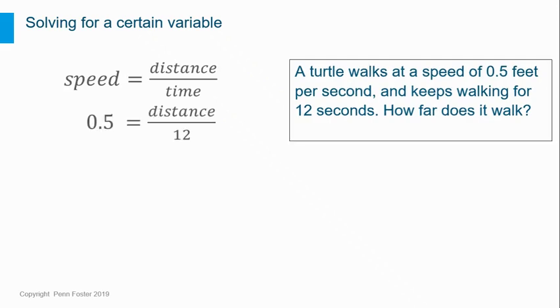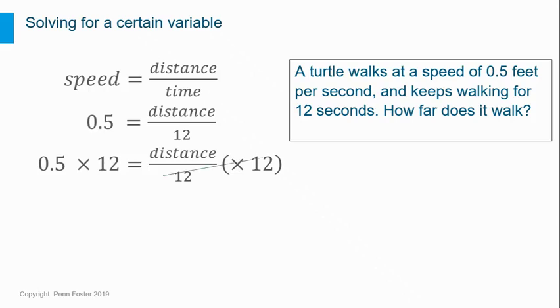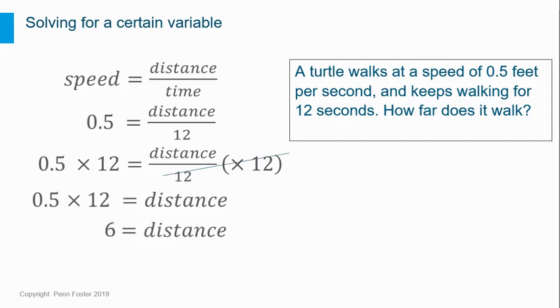When you write in the variables that you know, you see that distance is the unknown variable. You need to use the inverse operations to get distance by itself on one side of the equal sign. We have distance divided by 12, so multiply both sides of the equation by 12. This gives you 0.5 times 12 equals distance. The final step is to multiply the values, giving 6 feet equals distance.